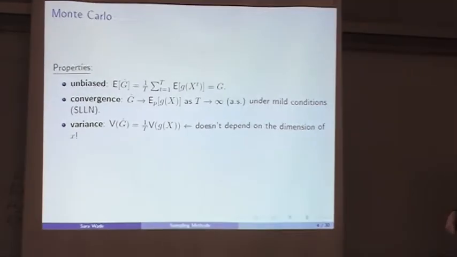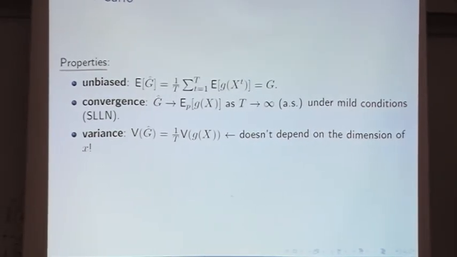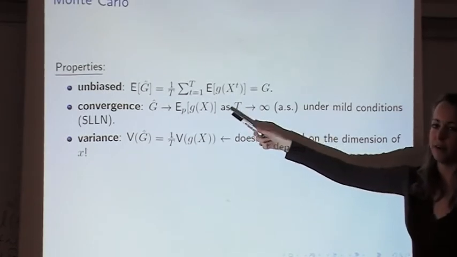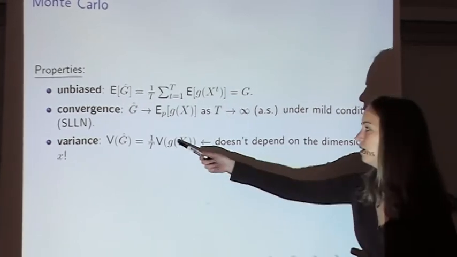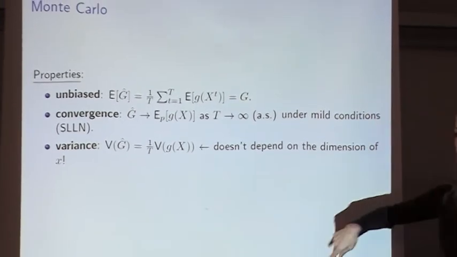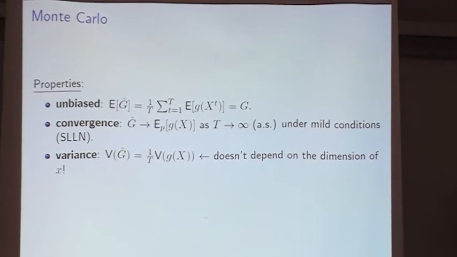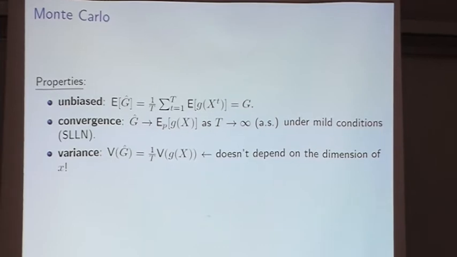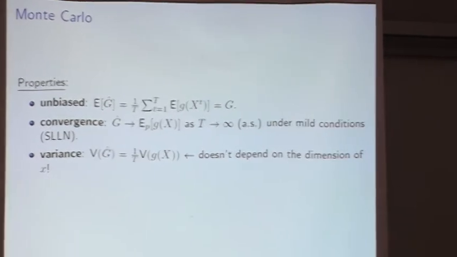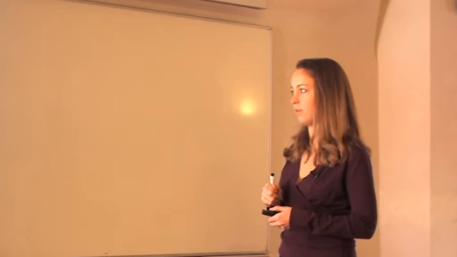The variance of our estimator, so this is if our function has finite second moment, is just the variance of our function divided by the number of samples. So notice that this variance here doesn't depend on the dimension of x. So in general, our approximation error will be independent of our dimension of x. But how do we generate random samples from our target density p of x?